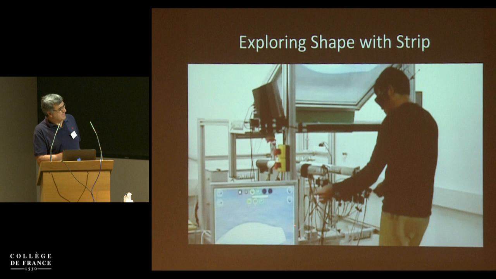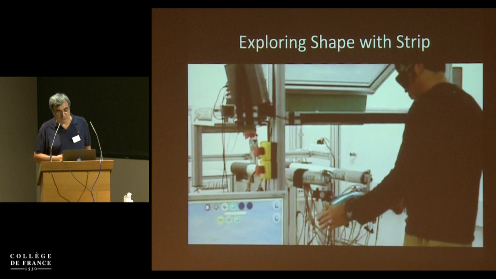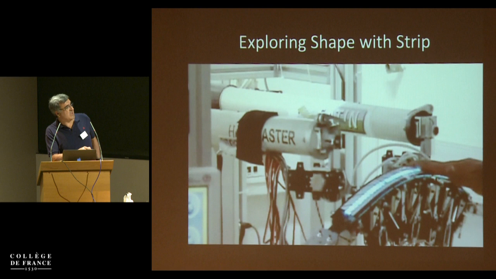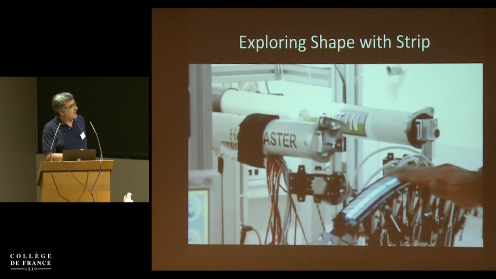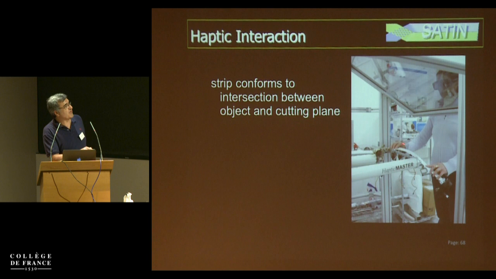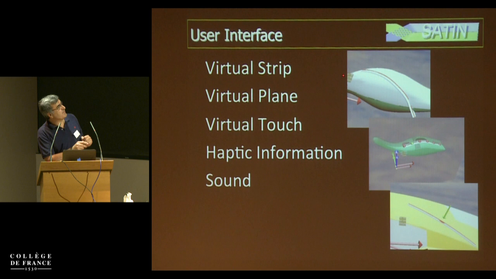And you notice that the strip behaves in a sense like a spline, where you have the mechanical constraints on curvature being imposed by the material itself. And you have a bunch of electric motors to shape it to the desired curvature, and you can use this kind of interaction technique to feel the surface along the curve. So the idea here is that the strip conforms to the intersection between the object that you're trying to explore, the shape, and the cutting plane. So you have a virtual strip that matches that proxy, and then you can adjust the spline to it, assuming that's a continuous surface, and you can get haptic information and sound.